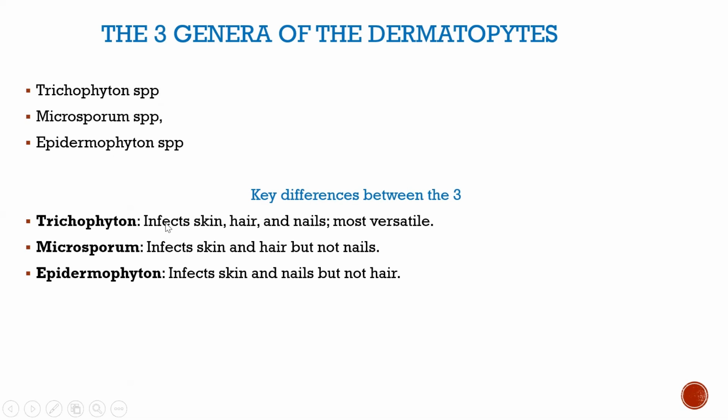You just know that it affects all three areas of dermatophyte infestation, but the Microsporum is skin and hair, while the Epidermophyton is skin and nails. And the common one among them is the skin, as you can see. All of them affect the skin. And unlike the Trichophyton, the Microsporum doesn't affect the nails.